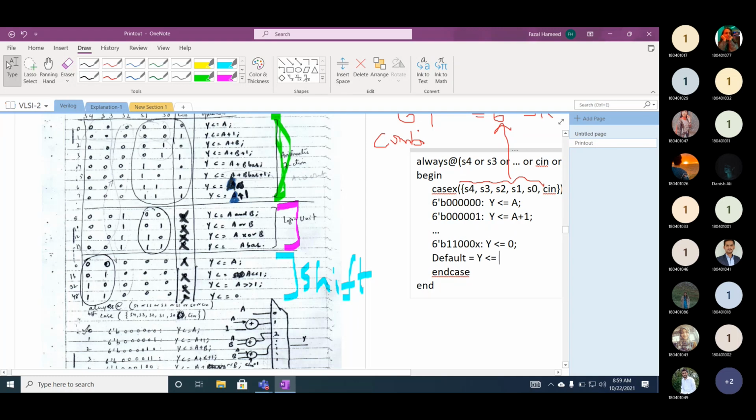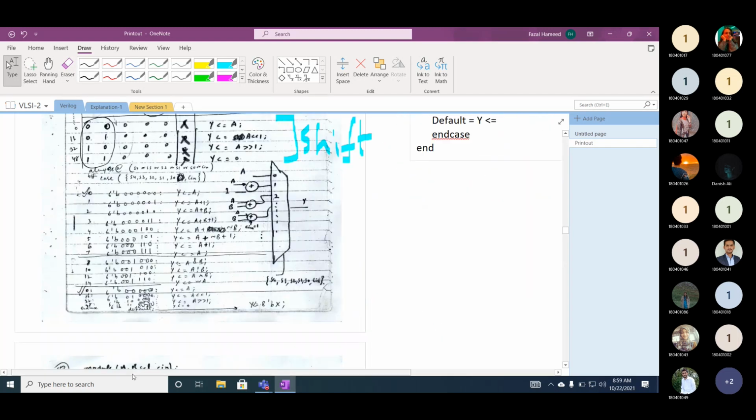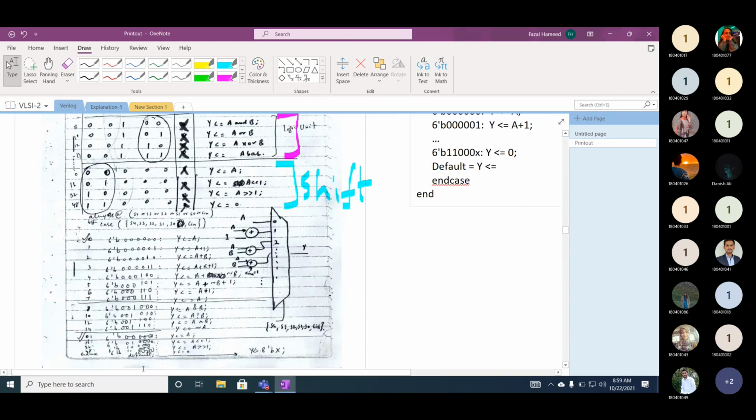Y should be equal to, now let's assume the size of Y here is 8 bits. Can you see here? 8 bits. So in the default statement, what you have to write? Default Y is equal to 8'b0 or 8'bX? What is the advantage of using X? What is don't care? What is the advantage? Yeah, I know it's don't care. It will minimize the logic.